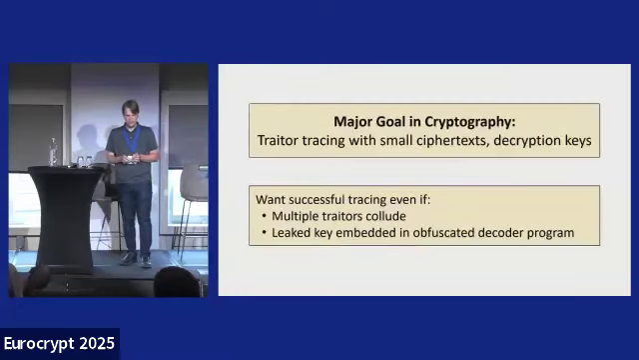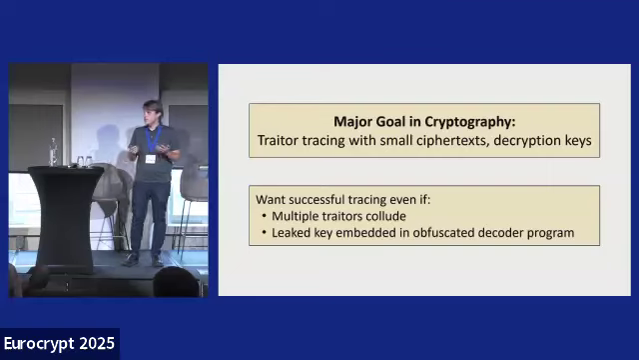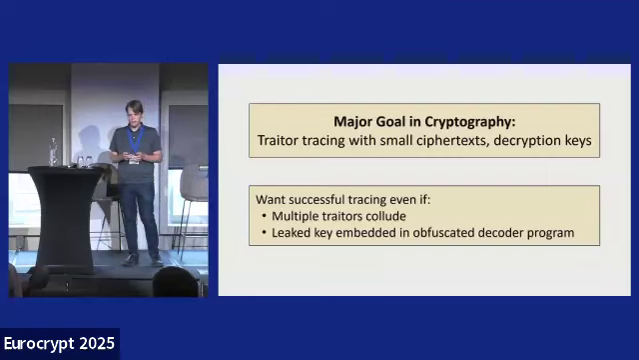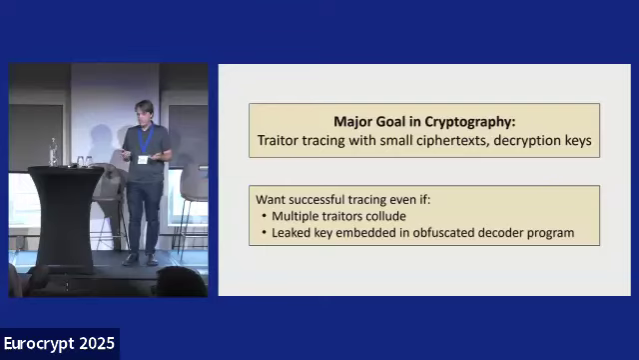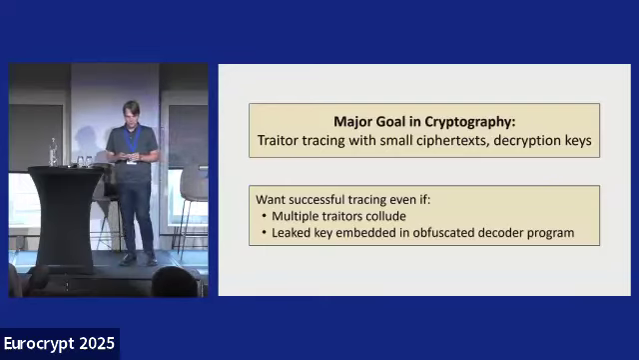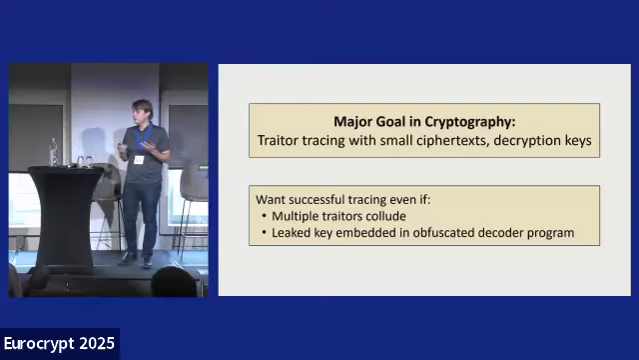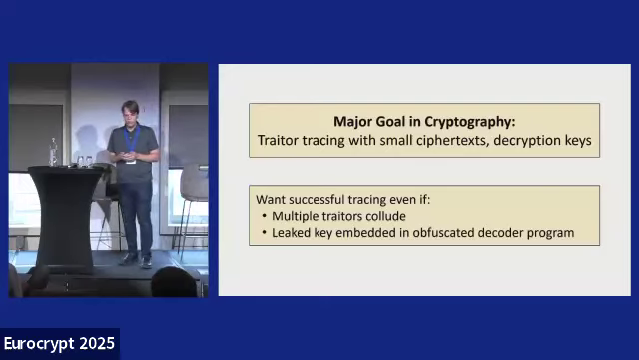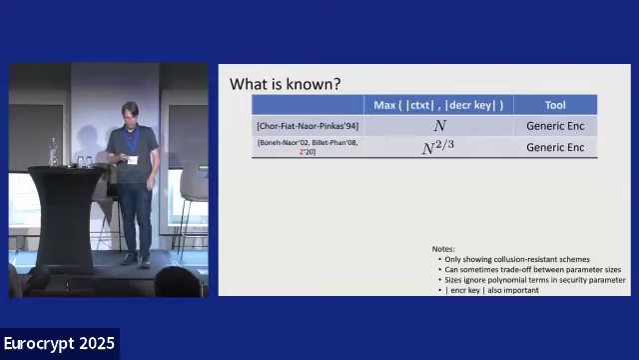Since its introduction about 30 years ago, traitor tracing has become a major goal in cryptography. In particular, what we want is traitor tracing with small ciphertexts and decryption keys. We also want success even if a bunch of traitors collude, and even if they somehow obfuscate their keys in an attempt to avoid tracing. All we're given is that they pool their keys together and create a decoder box, and we want to take that decoder box and find out who actually leaked their key.